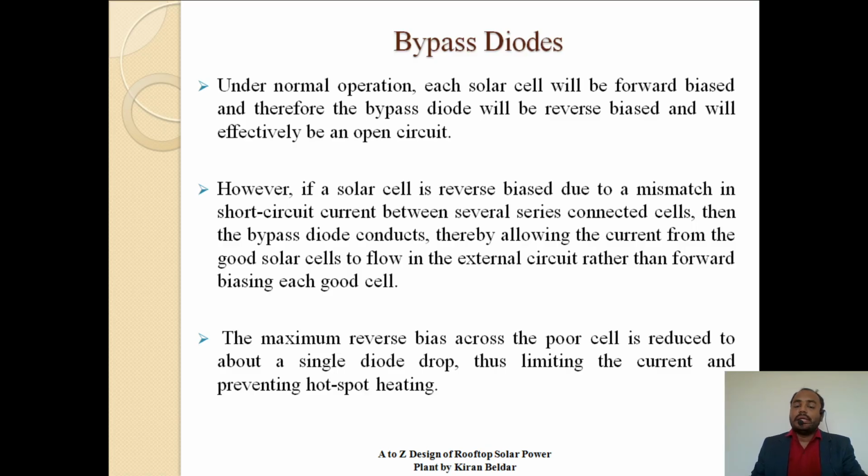Under normal operation, each solar cell will be forward biased, and therefore the bypass diode will be reverse biased and will effectively be an open circuit. However, if a solar cell is reverse biased due to a mismatch in the short circuit current between several series connected cells, then the bypass diode conducts, thereby allowing the current from the good solar cells to flow in the external circuit rather than forward biasing each good cell. The maximum reverse bias across the poor cell is reduced to about a single diode drop, thus limiting the current and preventing hotspot heating.